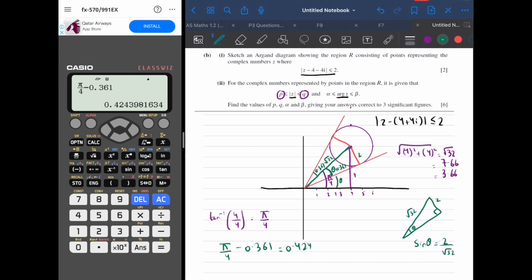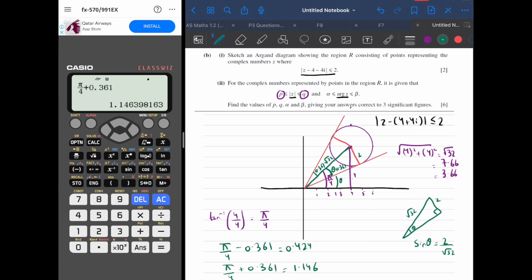Do you get this? Now, what will be our maximum argument? Is maximum argument till this point? So till here it was pi upon 4 and this is 0.361. So it's going to be pi upon 4 plus 0.361, which is equal to 1.146.